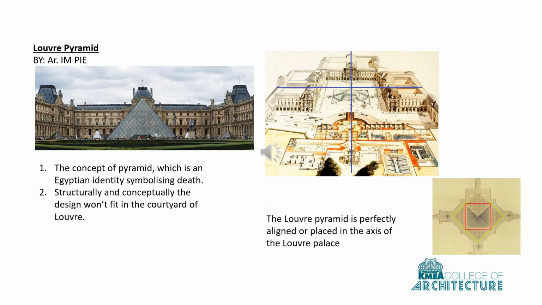Louvre Pyramid. The concept of the pyramid, which is an Egyptian identity symbolizing death, was a reason for debates. Structurally and conceptually, the design wouldn't seem to fit into the courtyard of the Louvre. The context and the form standing itself are a challenge for the architect.